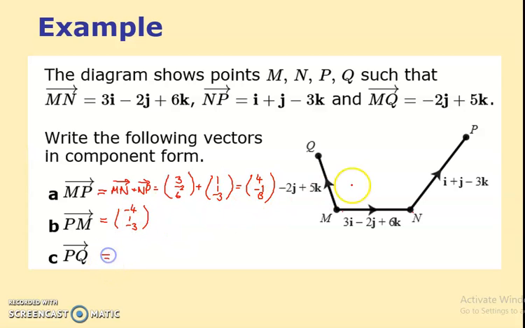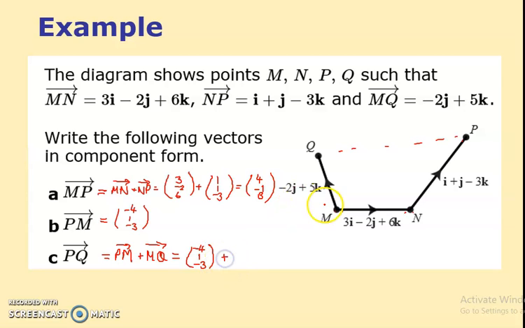Easy peasy. PQ, well, that's going from there to there. So notice I go from P to M and then to Q. Well, I can just do that. I can say, well, it's PM then, plus from M to Q. And luckily I have all this stuff. P to M I've already calculated. So minus 4, 1, minus 3.